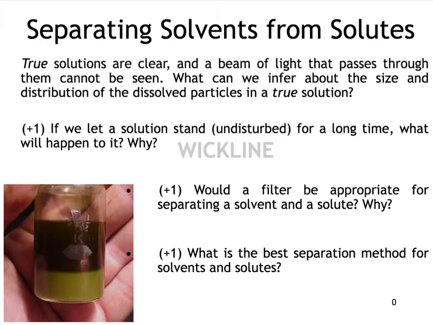All right, now separating solvents from solutes requires certain equipment, and then there are other techniques that you may not use. So what you should remember here is that true solutions are clear, and a beam of light that passes through them cannot be seen. So we can infer that the size and distribution of the particles is very even, and the particles are very small. So if we were to let a true solution stand undisturbed for a long time, it would not settle out. It would stay dissolved. And that's one of the ways you can tell a true solution from just a mixture.